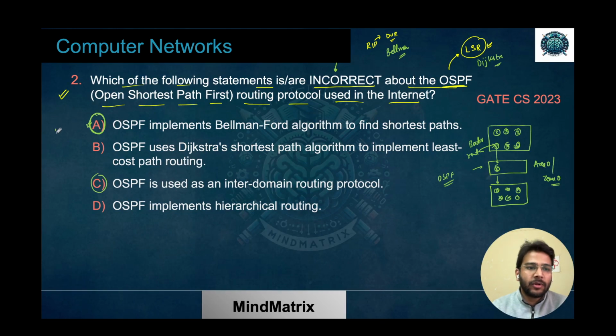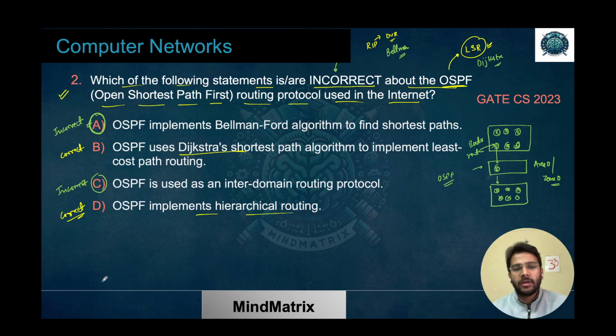Let me write here for you. This is an incorrect statement, and this one is an incorrect statement. So that you don't get confused, this is the correct statement: OSPF uses Dijkstra shortest path algorithm, and this is also a correct statement: it implements hierarchical routing.